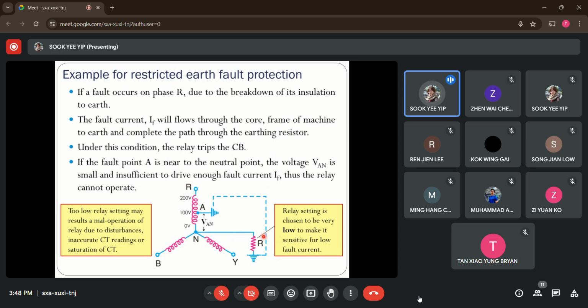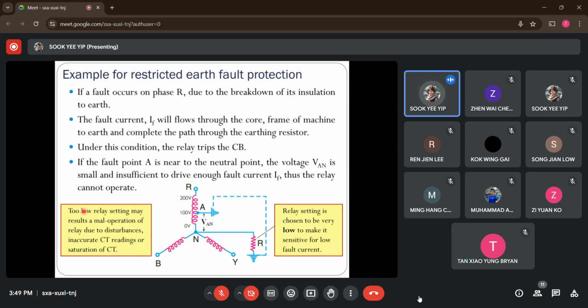So now, in order to ensure that most of the stator winding, if we have earth fault situations, is able to be picked up by this protection scheme, the earth fault relay we place here, the pickup current of the relay will try to be made as low as possible so that it can be sensitive to pick up the earth fault situations. But if you have the pickup setting very low, this means that you might have a very sensitive relay.